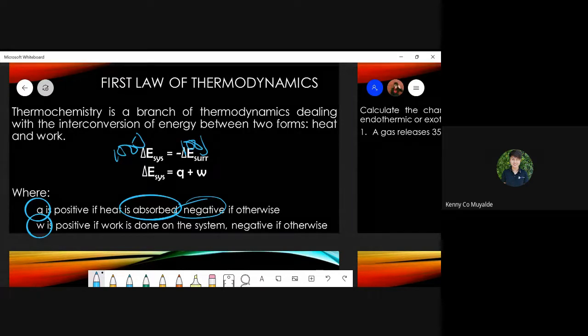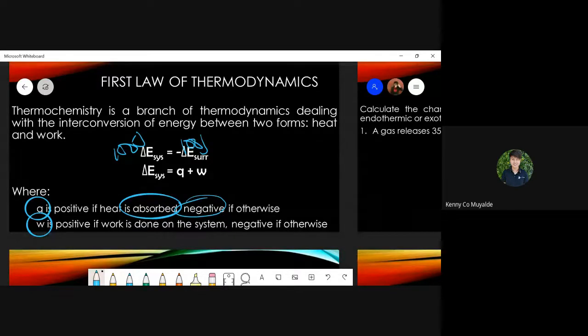Next, what about work? Work will become positive if work is done on the system. Ibig sabihin, iba ang gumawa ng work para kay system. So, hindi nagtatrabaho si system, iba ang nagtatrabaho para sa kanya, kaya magiging positive siya. Pero kapag si system mismo ang gumawa ng work, it will become negative. Work will become negative. Okay, I hope na nagkakaintindihan tayo regarding the value of work and energy.